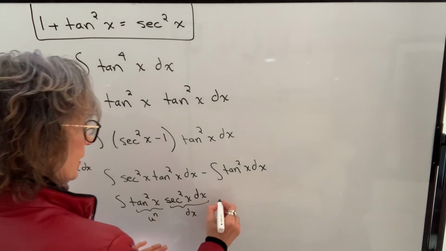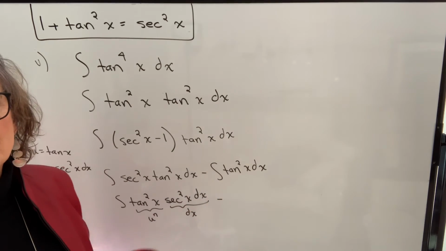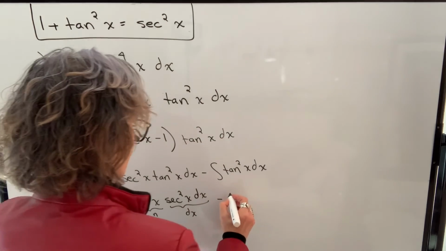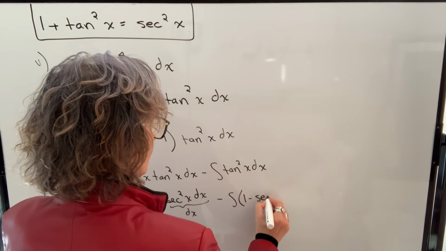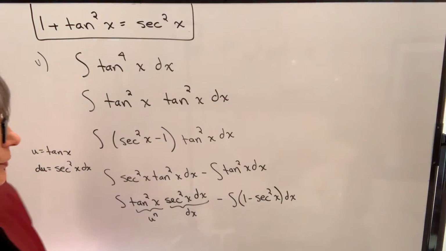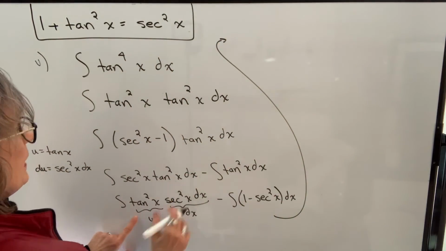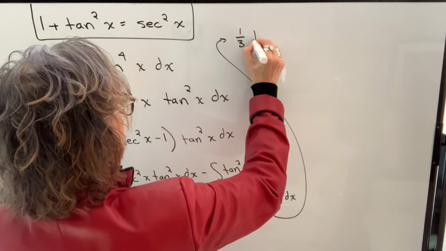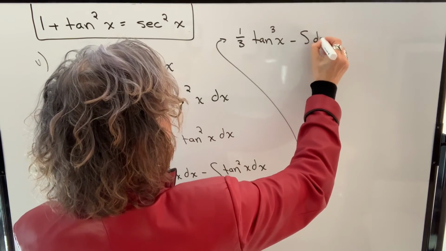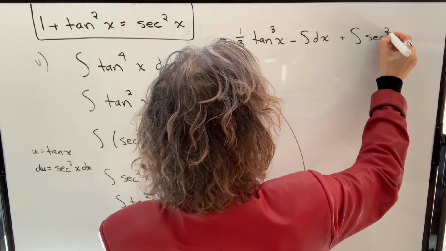my general power formula. In my next term, I don't have a pattern that I can use in this form. So what I'm going to do is replace tangent squared again with secant squared x minus 1. I'm going to break this into two integrals, so I can integrate this. It will be 1/3 tan of x to the power of 3 minus the integral of 1 dx minus minus will be plus the integral of secant squared x dx.